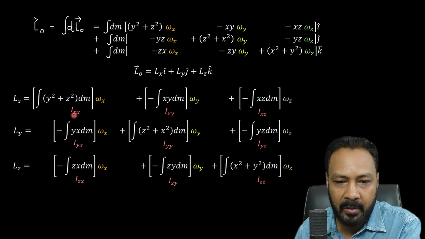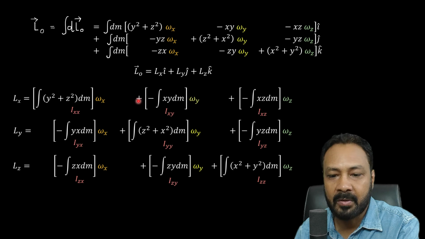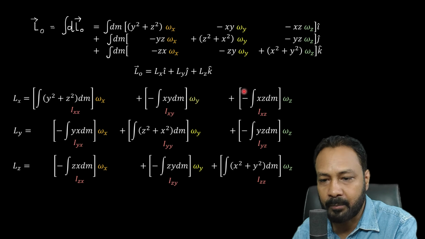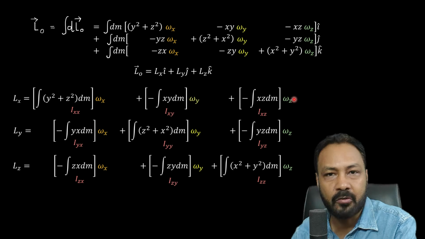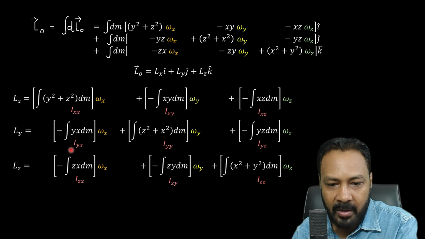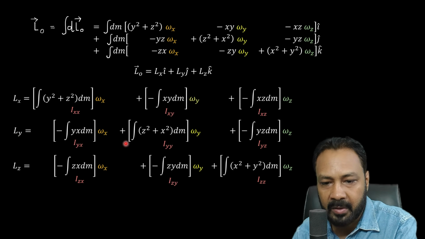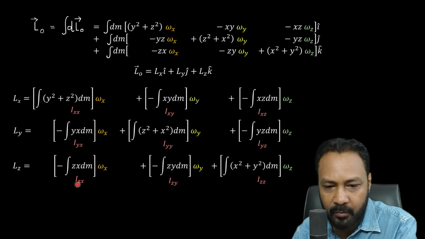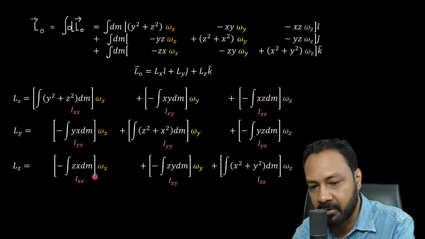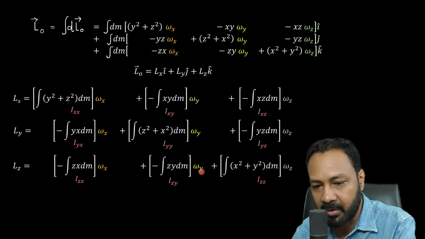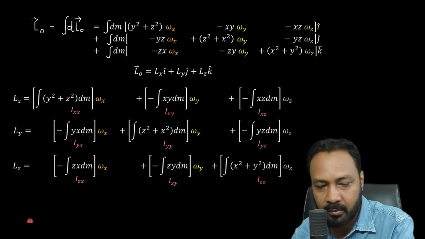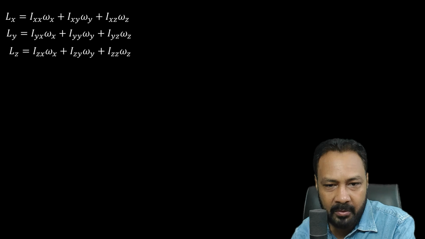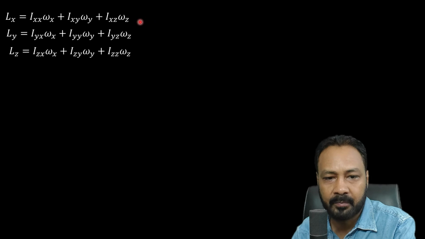So Lx will become Ixx omega x plus Ixy omega y plus Ixz omega z. Ly will be Iyx omega x plus Iyy omega y plus Iyz omega z. And Lz would be Izx omega x plus Izy omega y plus Izz omega z. So that whole thing can be written here.